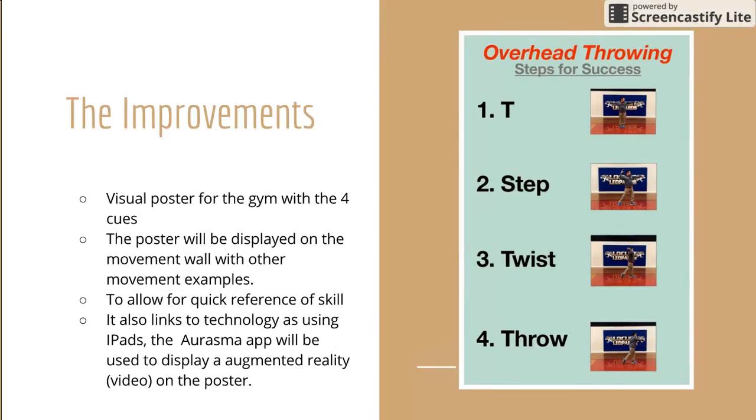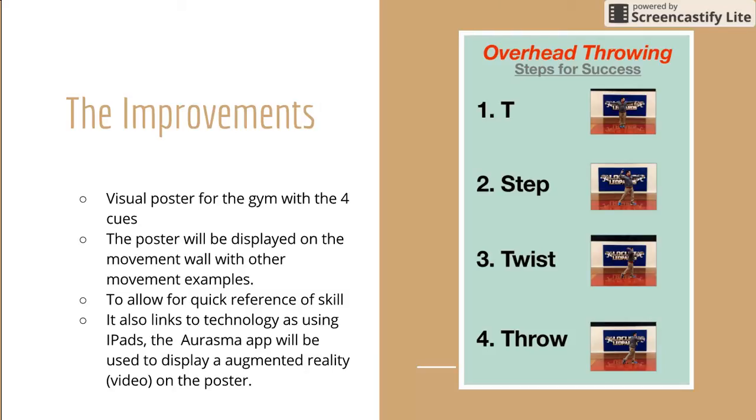The improvement made was a visual poster that was created for the gym with cues and steps needed for an overhead throw. The poster will be displayed on the movement wall with other movement examples. The addition of the overhead throwing poster will help students have a visual to help them remember the steps of an overhead throw.